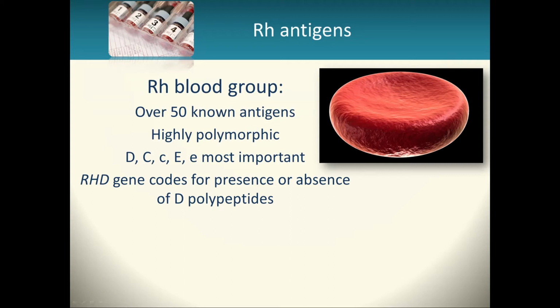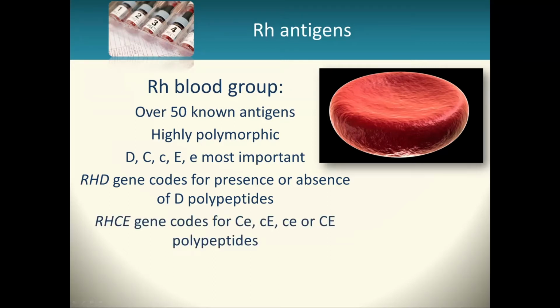Most D negative phenotypes are the result of a complete deletion of the RHD gene, which is actually fairly common in certain populations, such as Caucasians, and is less common in African Americans, and is relatively rare in Asians. In close proximity to the RHD gene on chromosome 1 is the RHCE gene, which codes for the following combinations of the C and E polypeptides: big C little e, little c big E, little c little e, and big C big E. In contrast to deletions of the RHD gene being fairly common, deletions of the RHCE gene are exceedingly rare.